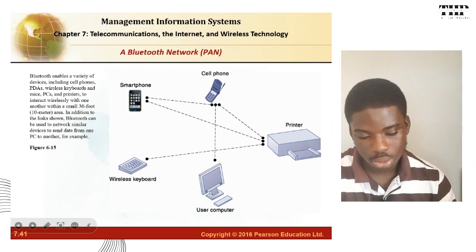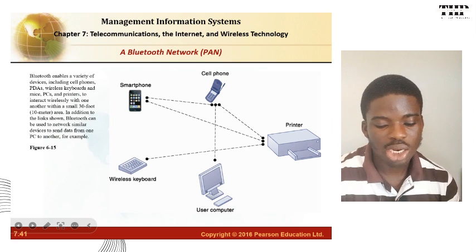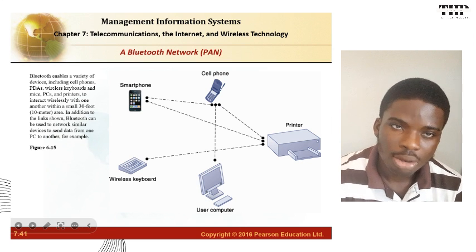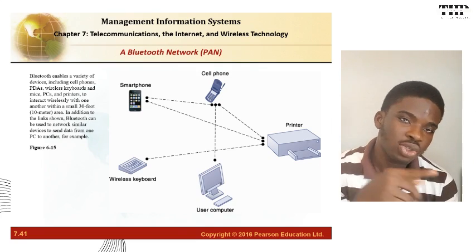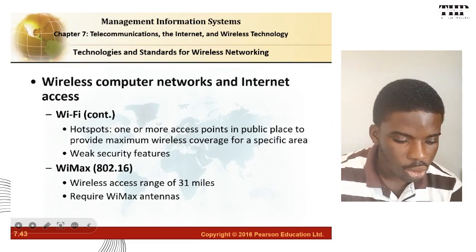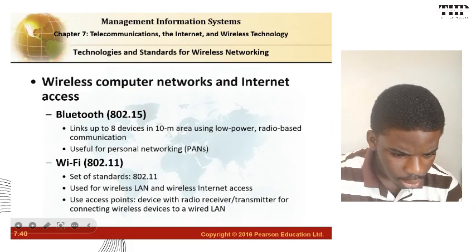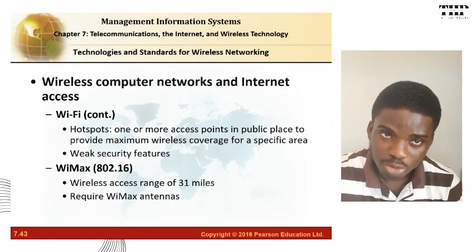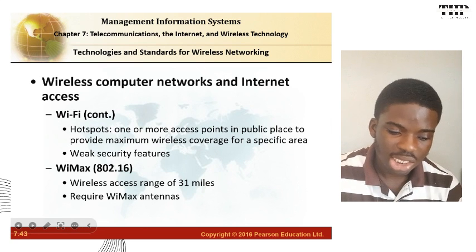For example, we do the example, right? Network, cell phone, printer, wireless keyboard, user computer. They are all connected to each other using what? It's Bluetooth that is connecting them, right? Very good. They can send data to each other. So on the wireless computer networks and internet access, that's a continuation of the first point. So we still have 2 points, which is what? Cellular systems and wireless computer networks and internet access.